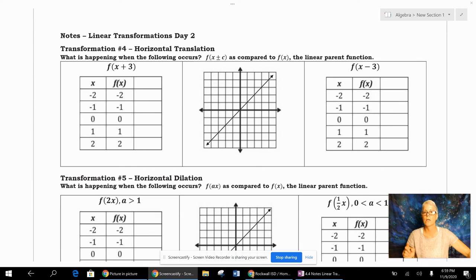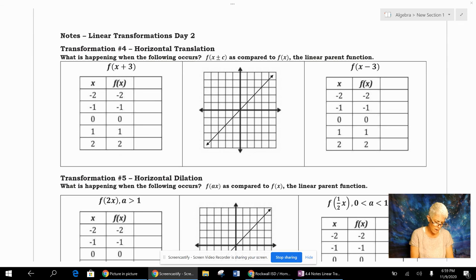Hey guys, today we're going to start our second day of transformations of a linear function. So yesterday we talked about reflections, vertical translations, vertical stretches, and vertical compressions, because yesterday we were speaking more about the y-axis. So today you're going to hear more the word horizontal translations.